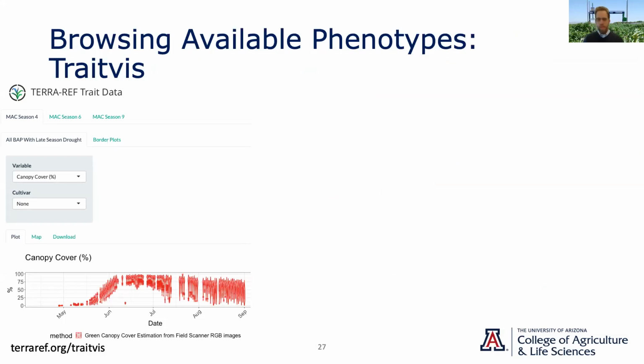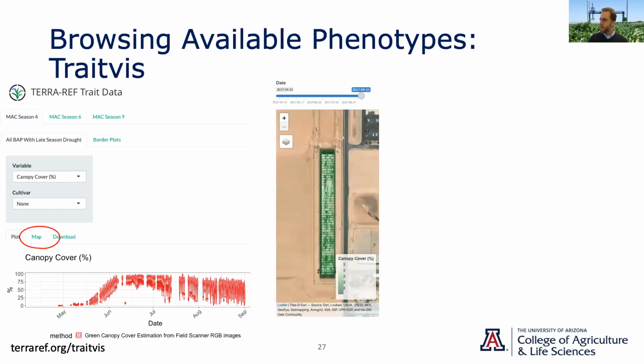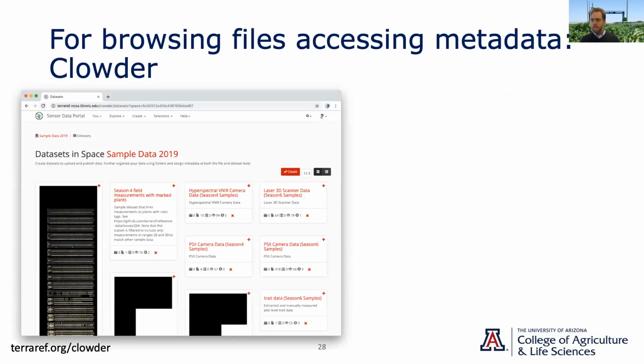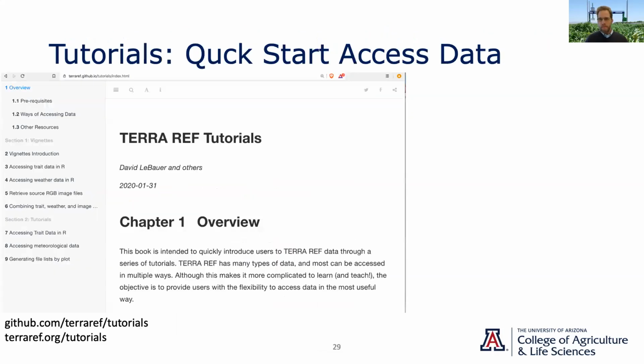This is an example of the Traitvis web application where you can browse the data. It has maps, and it also has a little bit of information about how you can download the data. A lot of this comes straight from the tutorials. We have a web interface called Clowder where you can browse the data, and it also has an API where you can access metadata about the files themselves. We generated the tutorials as a quick start way to access the data.